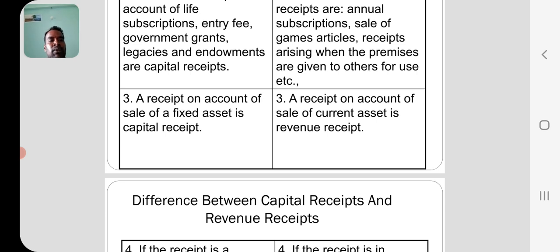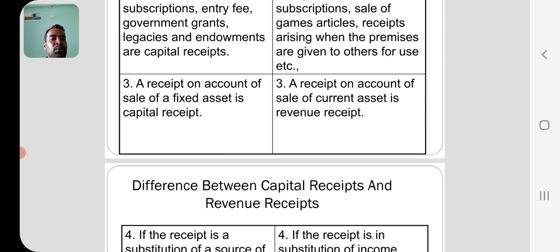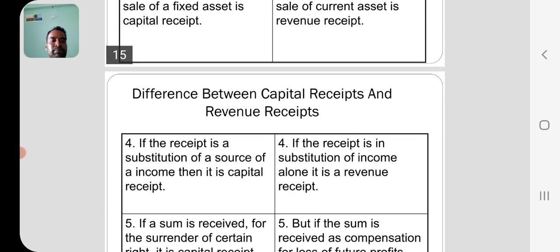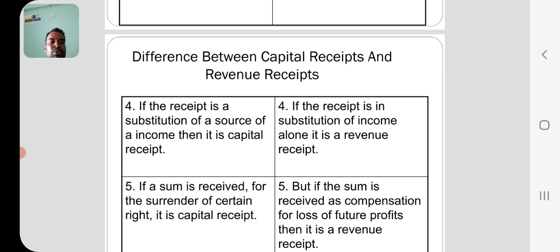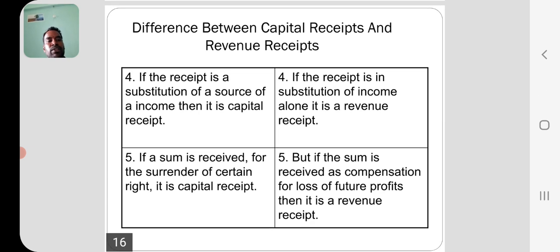Okay. A receipt on account of a sale of fixed asset is a capital receipt. Already, just now we discussed, purchasing a fixed asset comes under capital. Purchasing goods comes under revenue. Selling a fixed asset comes under capital. Selling goods comes under revenue or current assets, right? If the receipt is a substitution of a source of income, then it is a capital receipt. If the receipt is in substitution of income alone, it is a revenue receipt.